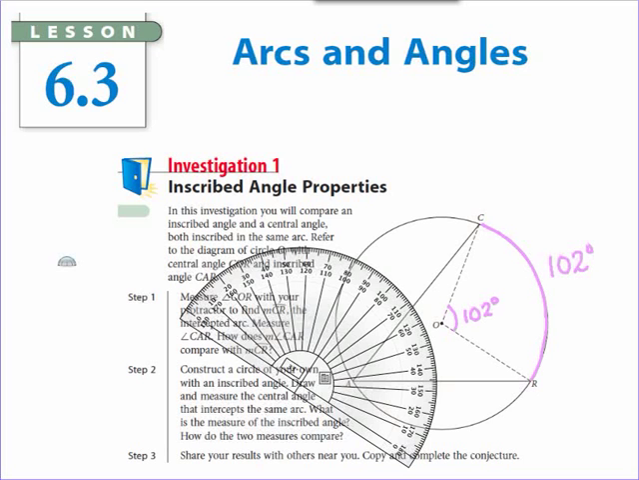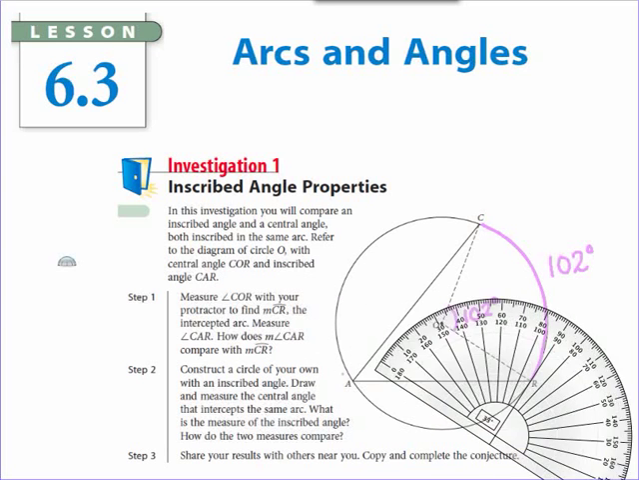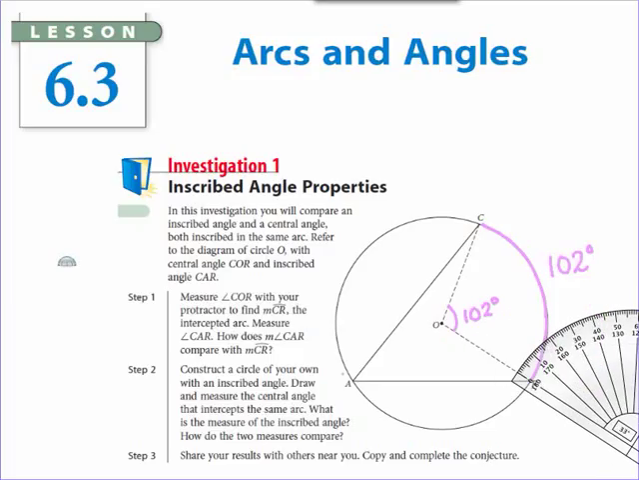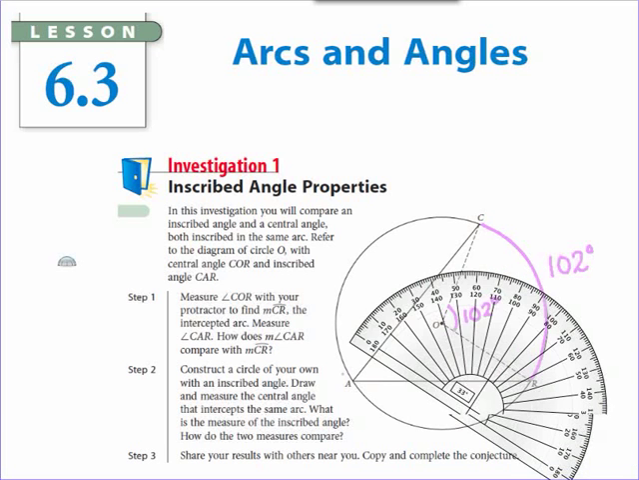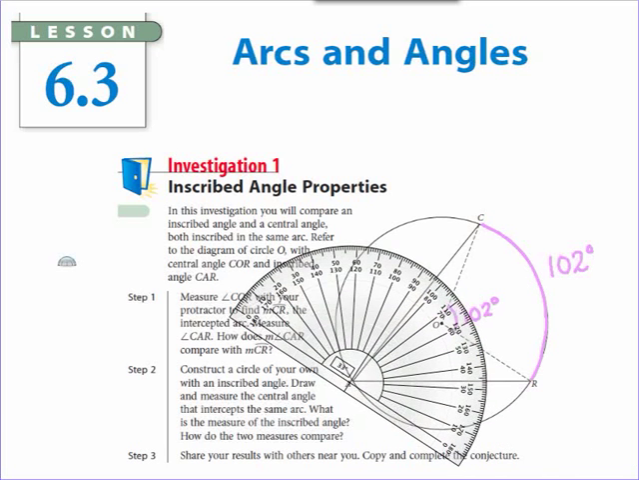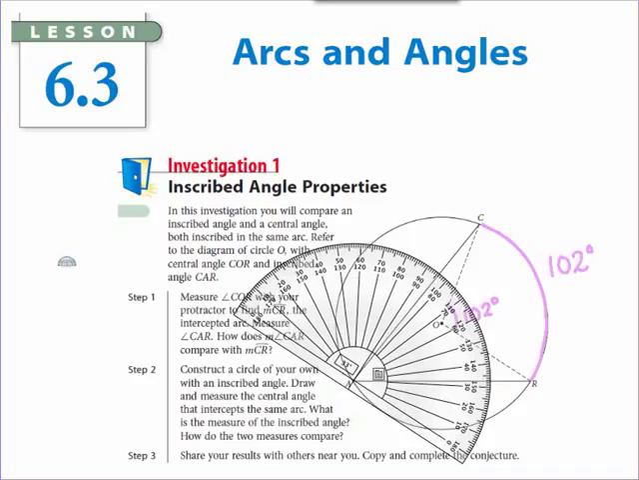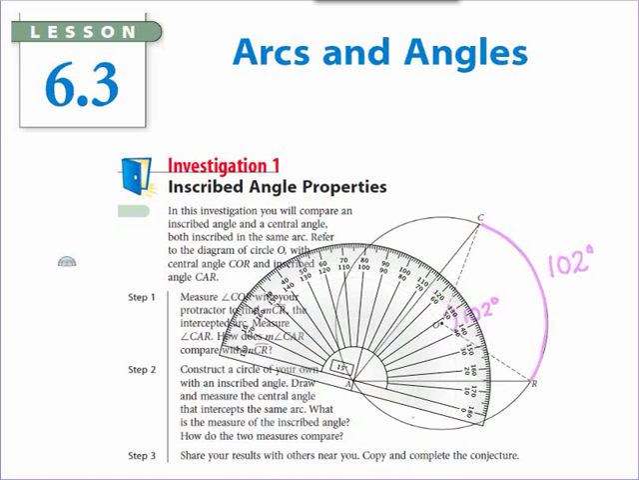Now what we want to do is measure angle CAR. If you notice, CAR is right there. That's called an inscribed angle because its vertex is on the circle. Remember, we looked at those yesterday. So I'm going to bring my protractor back here. For some reason I can't get it to move. We'll try it again. There we go.